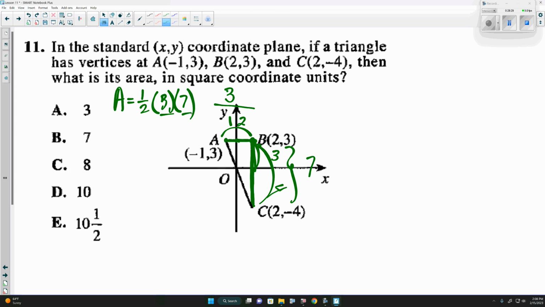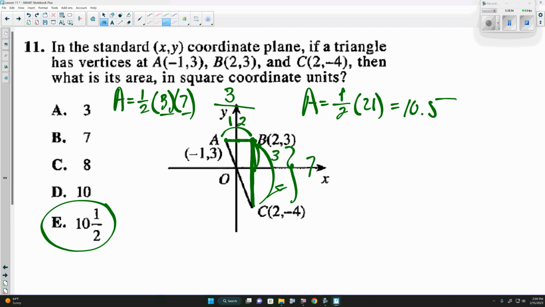Is 3 or 7 divisible by 2? So will we get a nice whole number? The only one that's not a nice number is... Well, what is 3 times 7? And if we divide 21 by 2... Questions on this here?